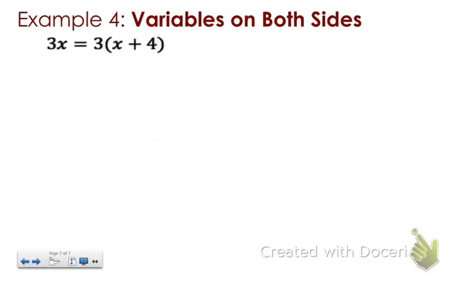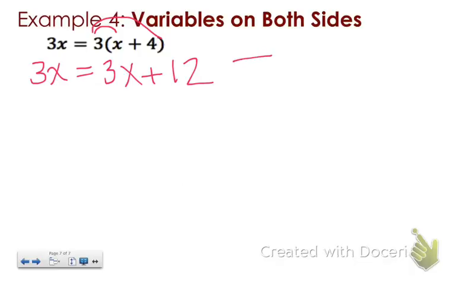Alright, so last example, 3x equals 3 times the quantity x plus 4. Again, the first thing is we have to distribute. So bring down the left side, 3x. 3 times x is 3x, and 3 times 4 is 12. And you might look at this and realize that there's no way that that can be true. So it's going to be no solution.